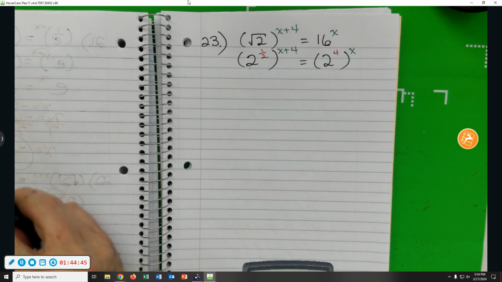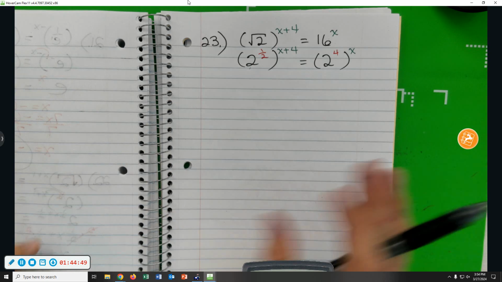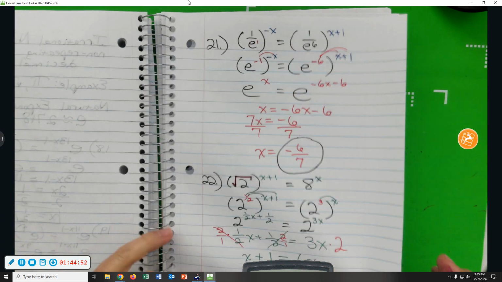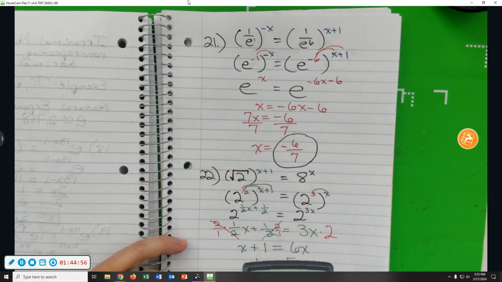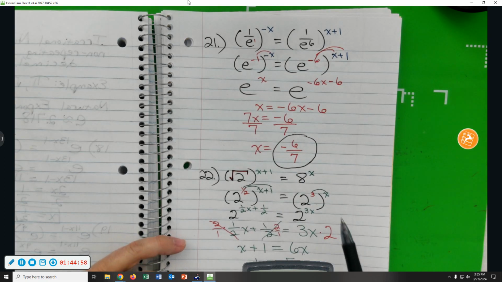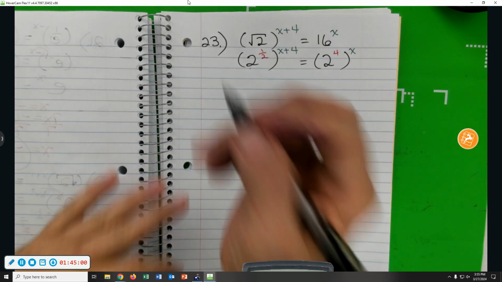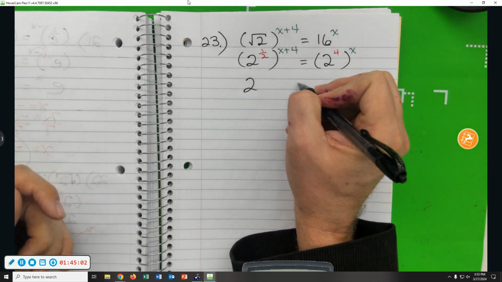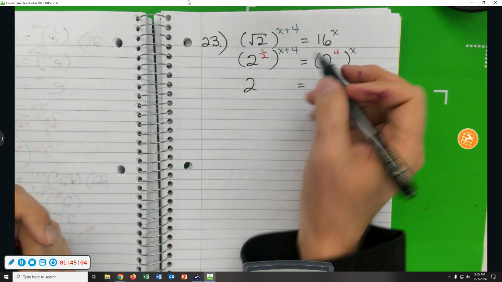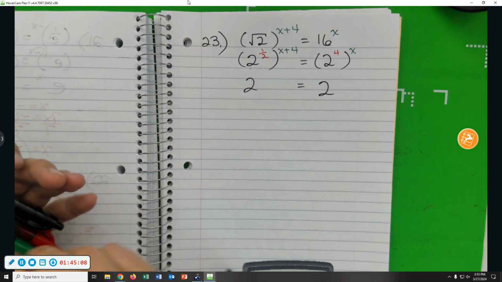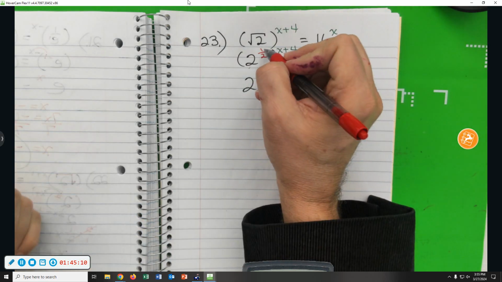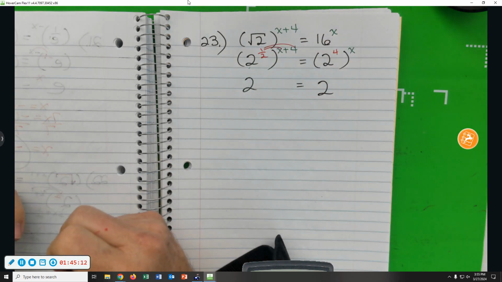Well, before I drop the base, power to power, you drop the base once there's no parentheses remaining. Once there are no parentheses remaining, right here, that's when you drop the base. So what do we do to get rid of those parentheses? Power raised to power? Okay, so we're distributing the 1/2 times x plus 4.